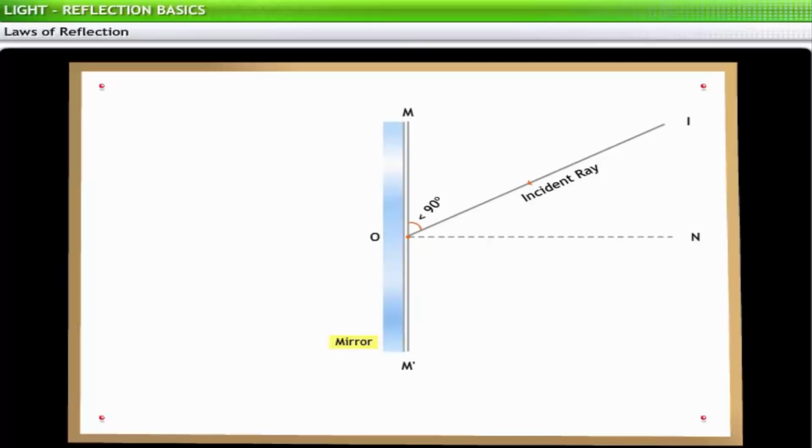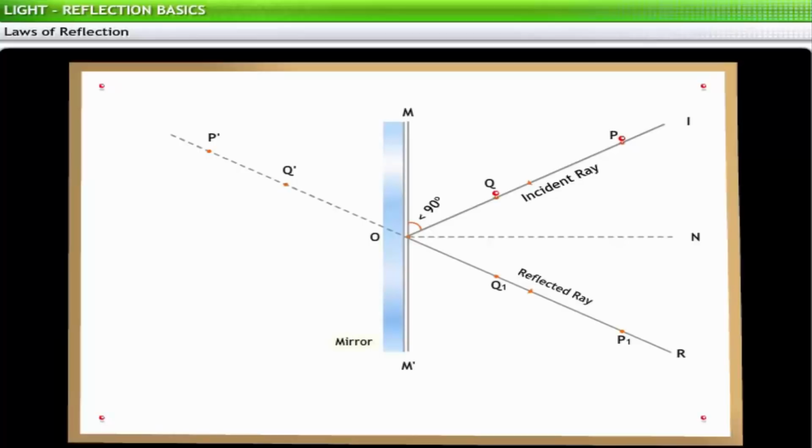Place a strip of plane mirror vertically on MM'. Then fix two pins P and Q on the incident ray IO. P' and Q', which are the images of P and Q respectively, are observed from the other side of the normal. Two pins P1 and Q1 are fixed such that these two pins and P' and Q' are collinear. Remove the pins and draw a line OR passing through P1 and Q1 to represent the reflected ray.